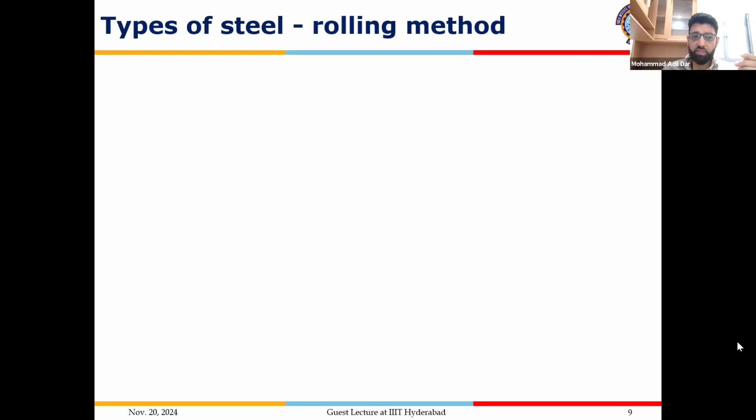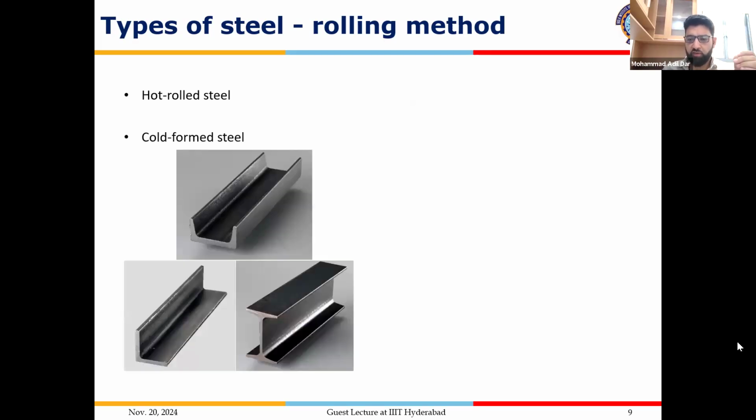Now coming to the types of steel based on the rolling method. So we have what we know as hot roll steel. In our common conventional term, we call it structural steel. Second is cold form steel. Now, these sections would be very familiar. You must have witnessed these particular cross sections in real practice. It's a channel section, an angle section, an I section. So these are hot rolled steel sections.